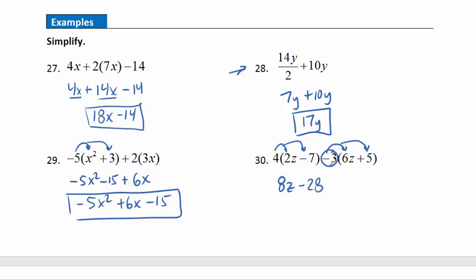Now I'm going to distribute the negative 3. Negative 3 times positive 6z is going to give me negative 18z. Negative 3 times positive 5 is going to give me negative or minus 15. Now let's look to combine our like terms. I have some z terms here. A positive 8 and a negative 18 will give me negative 10z. And then I have some constant terms here, a negative 28 and a negative 15. Well, that's definitely going to give me more negatives here. Let's see. Negative 15 and negative 28, that'll be negative or minus 43.